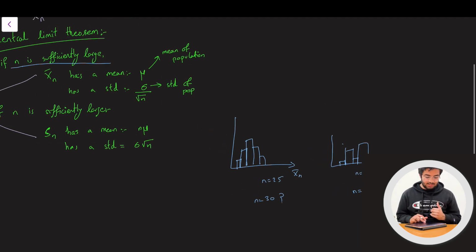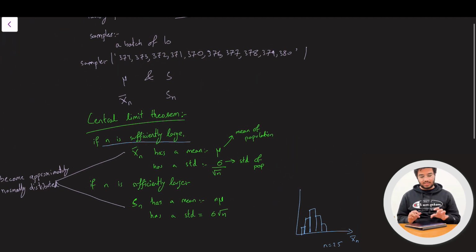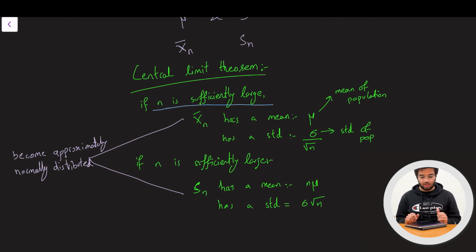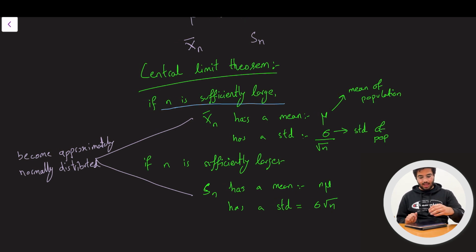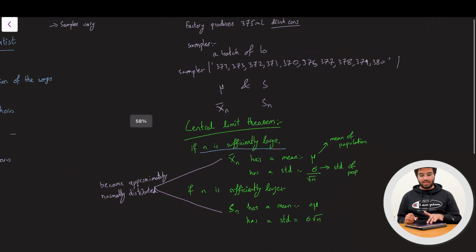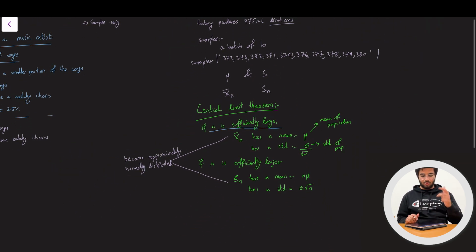The take-home message is what it means to have a sample sum and a sample mean, and what it means to use the central limit theorem. Okay? So the central limit theorem states that as n gets bigger and bigger, sample means and sample sums become approximately normally distributed. Okay? And if n is sufficiently large, x bar of n has this mean and standard deviation, and the sample sum has this mean and standard deviation. That is the take-home message from this entire lecture, and hopefully that went well.